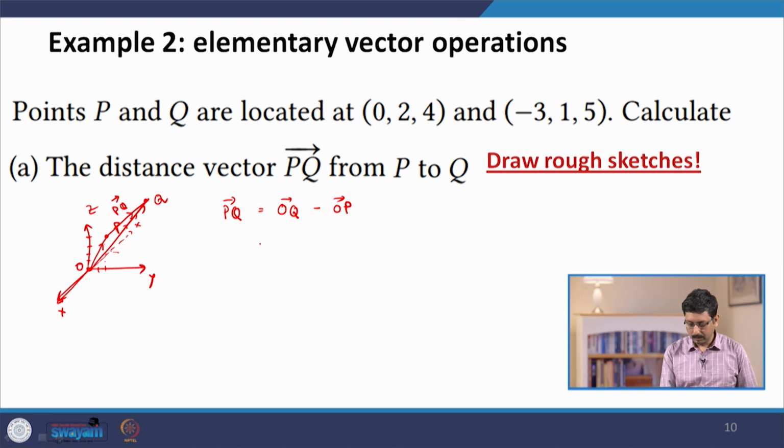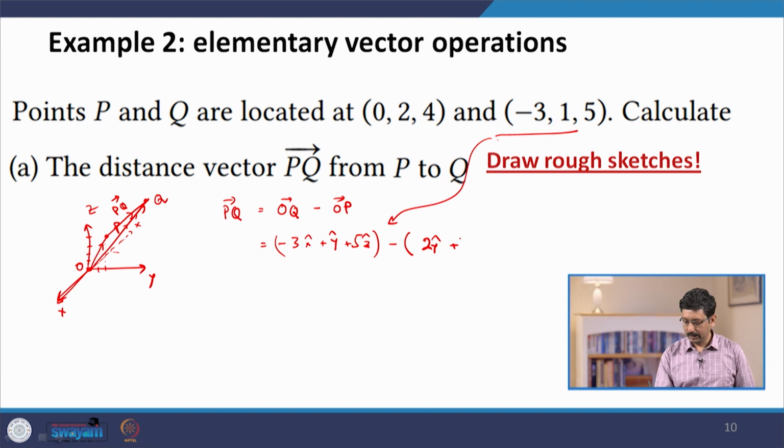So, OQ is given by the position vector of Q, which is minus 3 x hat plus y hat plus 5 z hat. So, this comes from here minus. So, we have 2 y hat plus 4 z hat. Now, if I take the difference, then I get minus 3 x hat. So, plus 1 minus 2 minus y hat and plus 5 minus 4 plus z hat. So, this is a distance vector from P to Q.